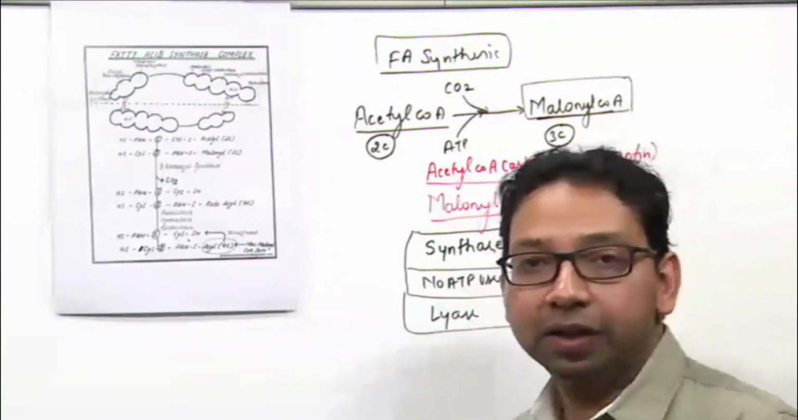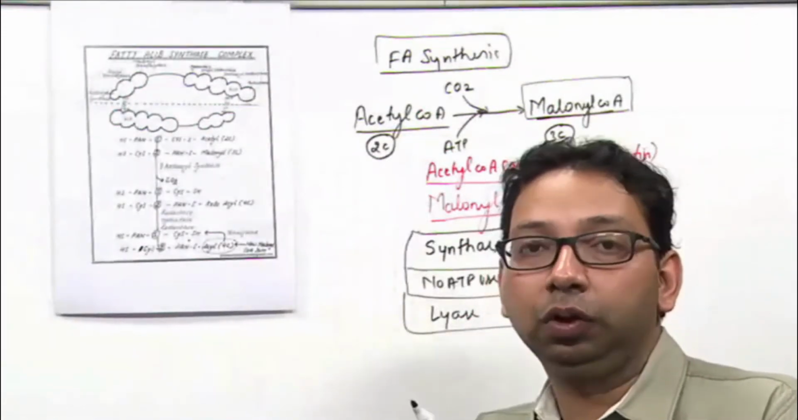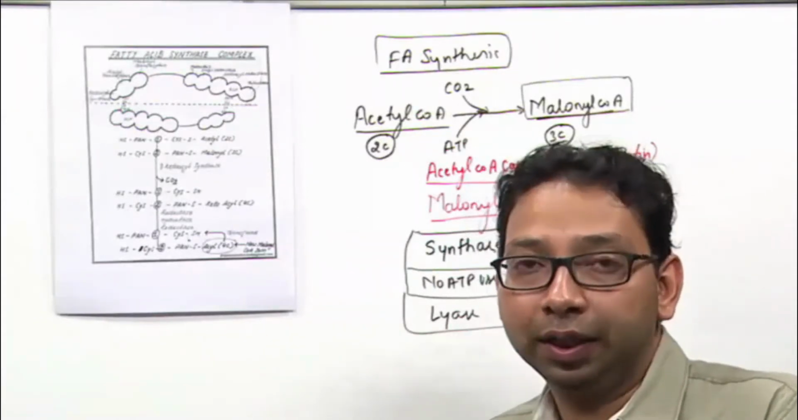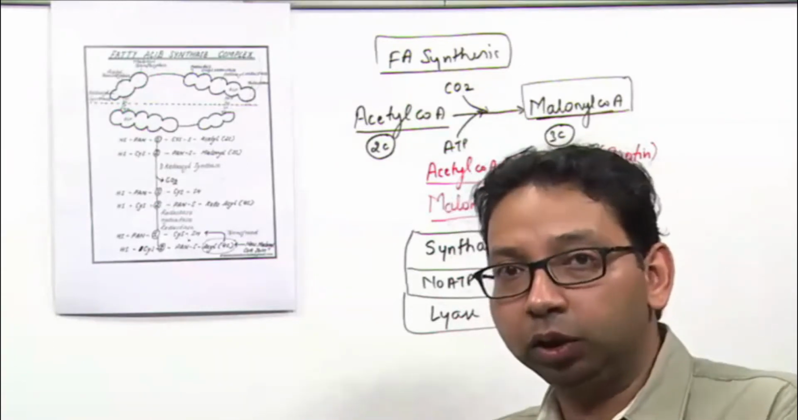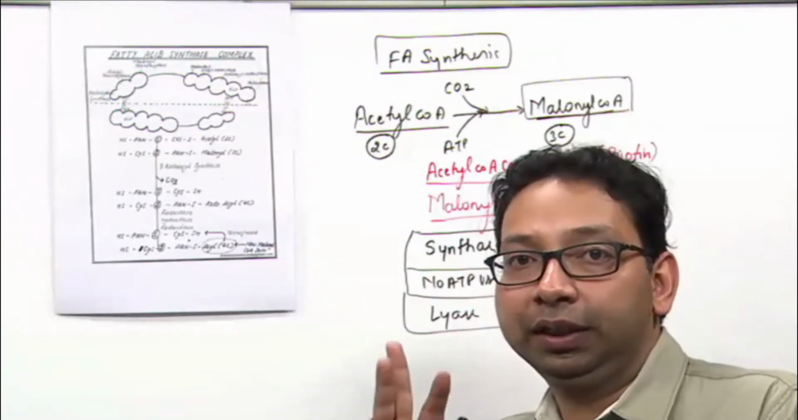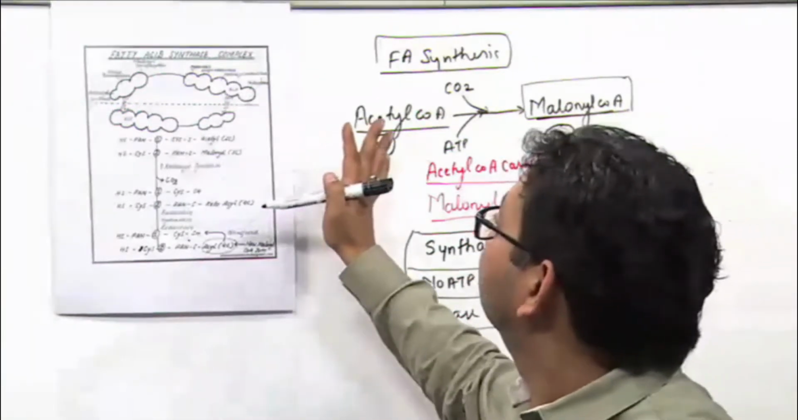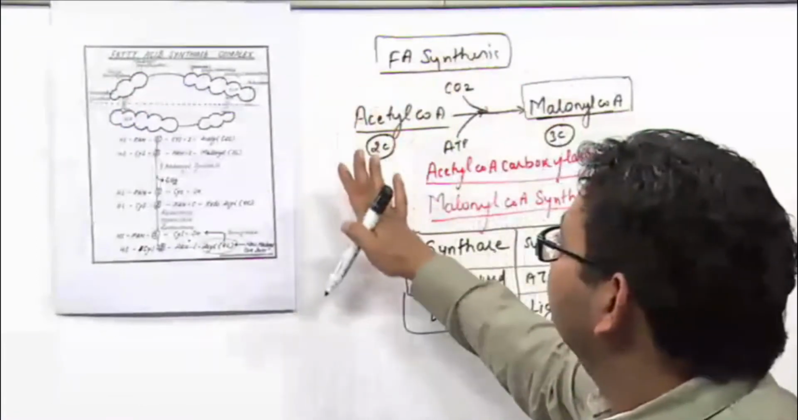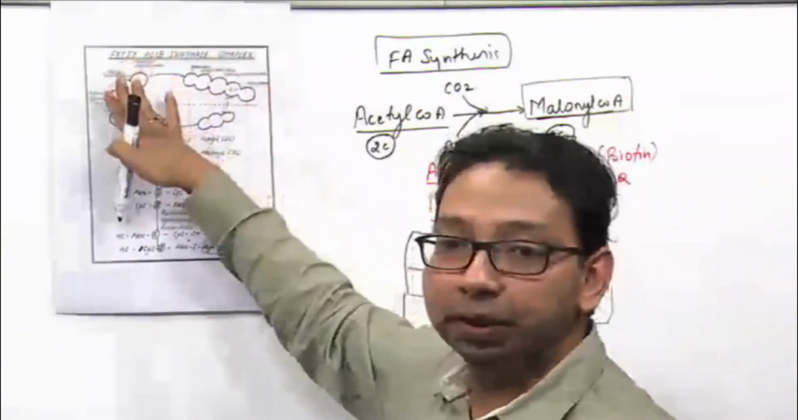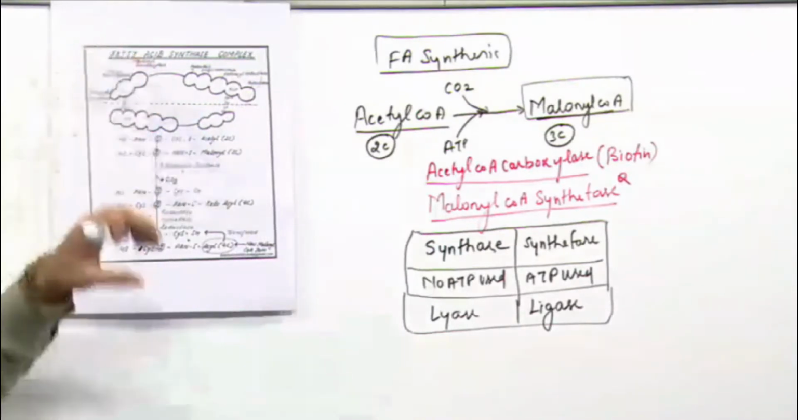So in the fat state we have a sufficient amount of acetyl coenzyme A in the cytosol, and a few molecules of acetyl coenzyme A are converted to malonyl coenzyme A. Now, in the cytosol both acetyl and malonyl coenzyme A are there. Acetyl coenzyme A has 2 carbons, malonyl coenzyme A has 3 carbons. So further synthesis will take place on this complex. This complex is called the fatty acid synthase complex. Focus on this complex.